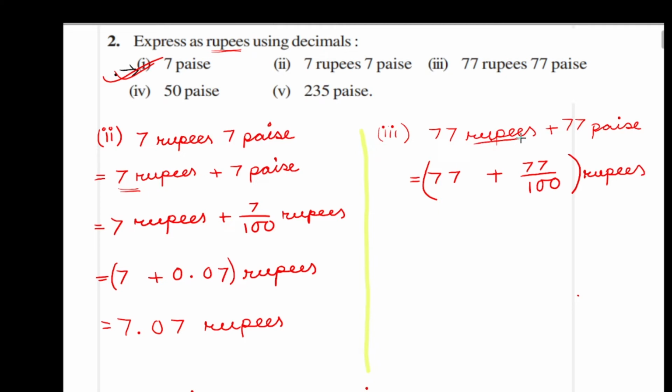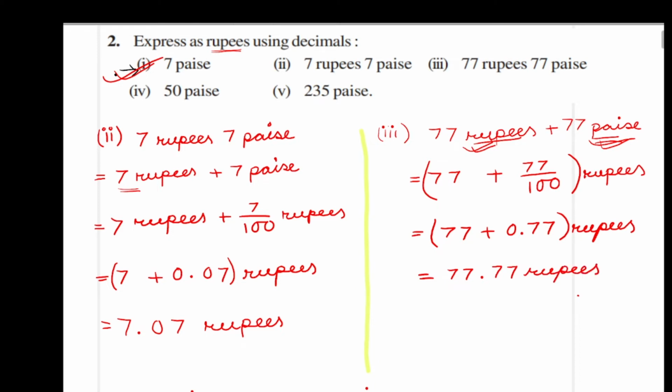So both are now in rupees. This is already in rupees, but this one also I have converted into rupees, that is why I have given a bracket, that means both the terms are in rupees. Okay, now see, it will be 77 plus 0.77 rupees. So like question number 2, we can write 77.77 rupees.